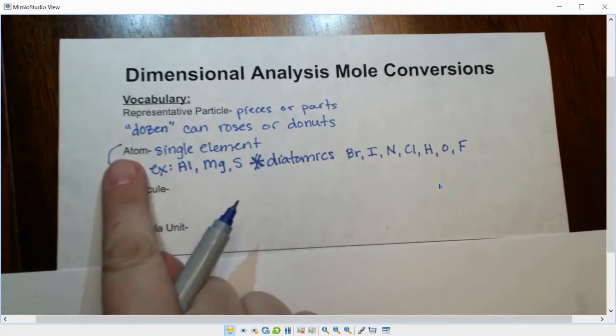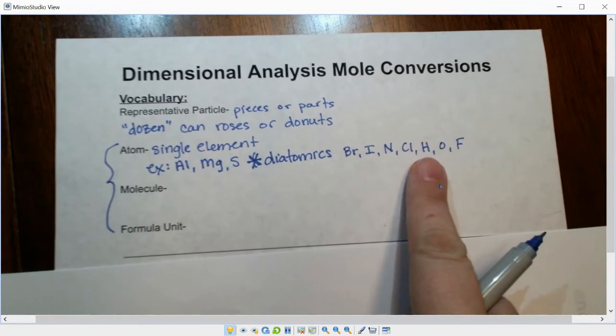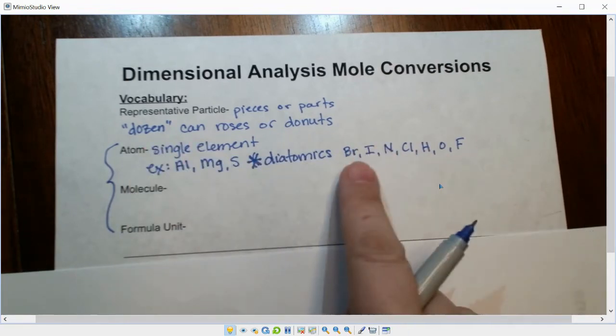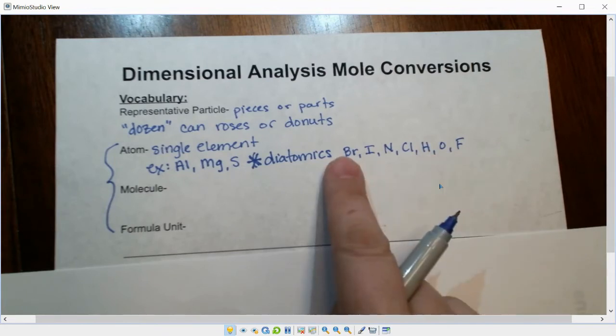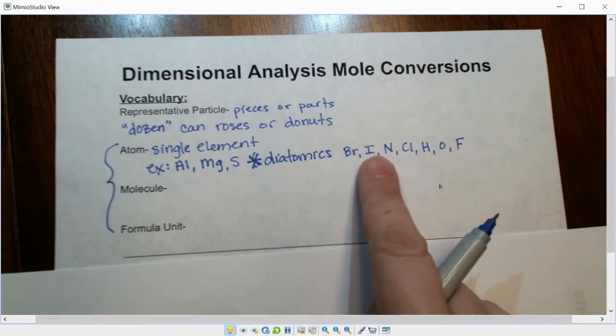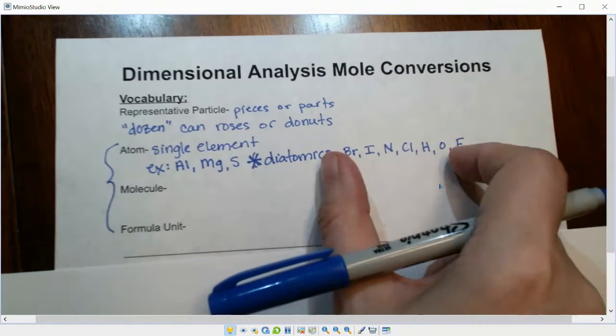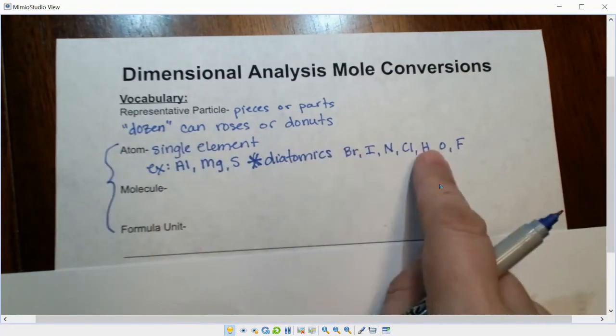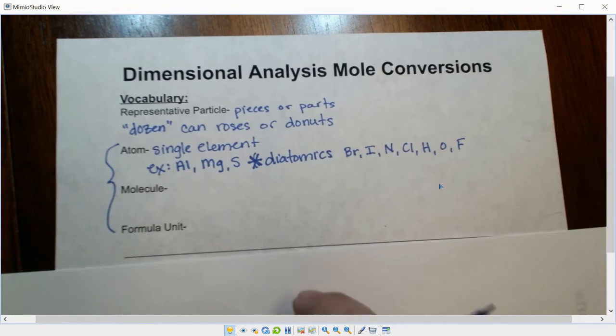So if you see the word atom talking about one of these, that's talking about the element, these guys. But any other time we see the term like bromine or nitrogen or iodine, that is no longer talking about an atom. Those are diatomic molecules. They are compounds that are bonded together.